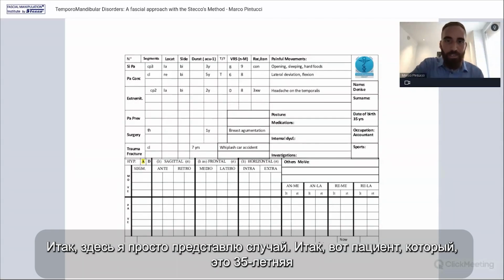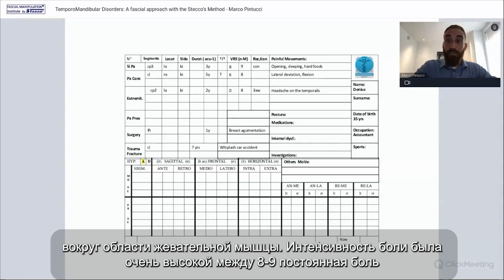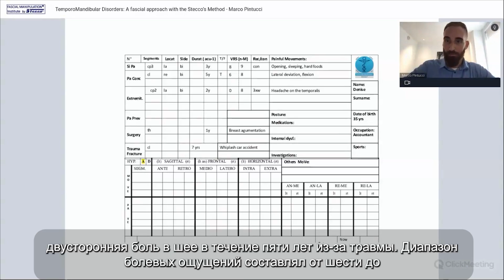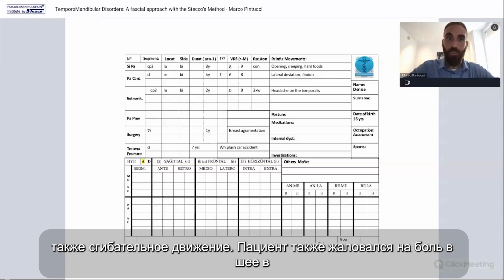So here is a 35-year-old female patient, who had temporomandibular disorder for 3 years. The pain mainly appeared around the masseteric area. The pain intensity was very high, scored between 8 and 9, constant pain that gets worse with opening, during sleeping, and during eating hard food. As a concomitant pain, we had bilateral neck pain for 5 years due to trauma. The pain intensity ranged from 6 to 8, and the worst movements were lateral deviation, according to the patient, and also flexion.